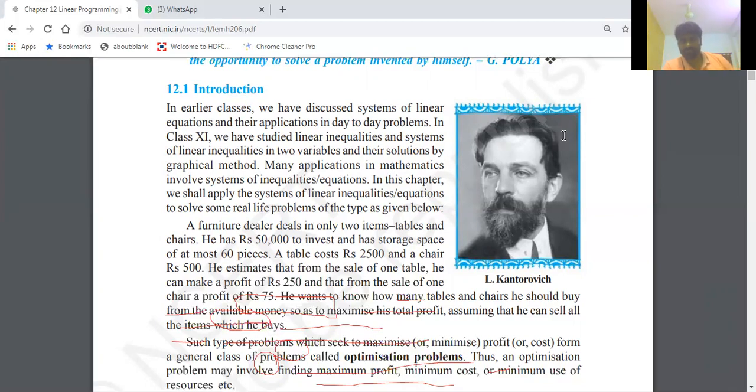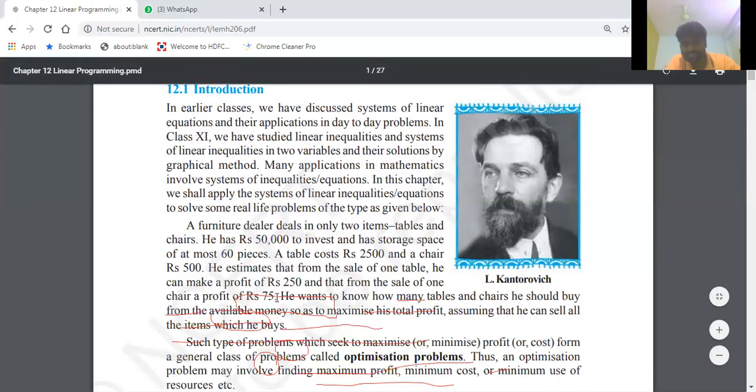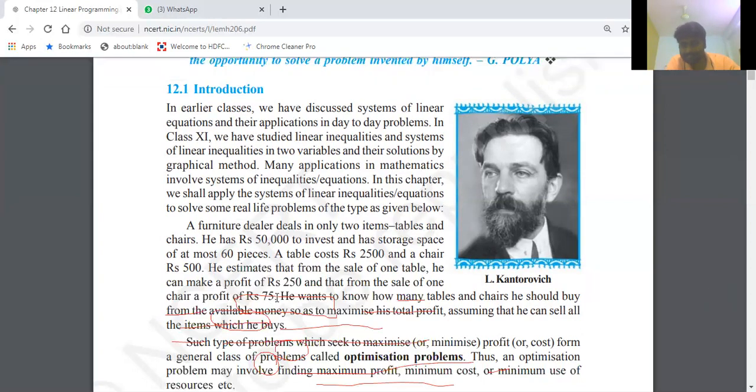So just try to observe there. Here 250 into 60, 15,000 rupees I'll get. If I purchase all 60 items as chairs only, per chair, how much are you going to earn? 75 rupees. Correct or not? 60 into 75, how much? 4,500. Correct. So is this correct data?